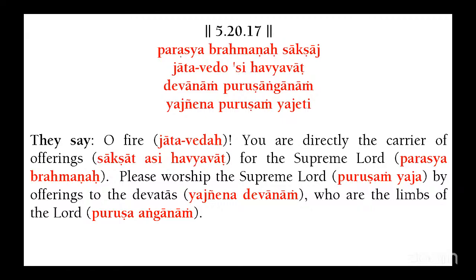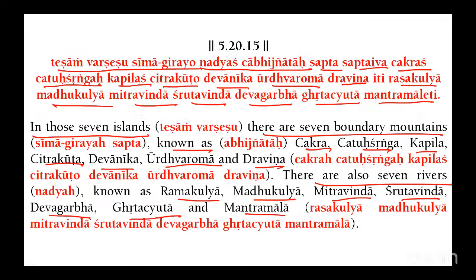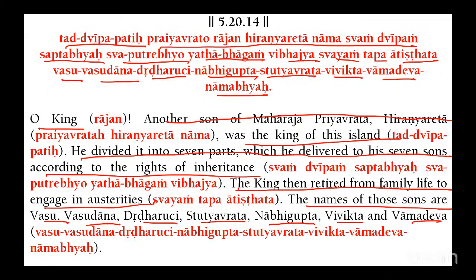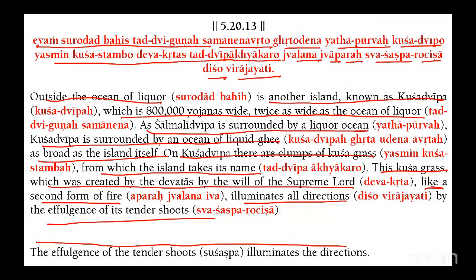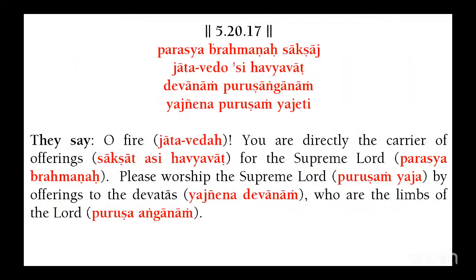So just like in Plakshadweep, they worship the sun. In Shalmalidweep, they worship the moon, as the representative of the Supreme Lord. And in this, which Dvipa is this? Kushadvipa. So in Kushadvipa, they are worshipping fire. So this is the prayer that they offer.